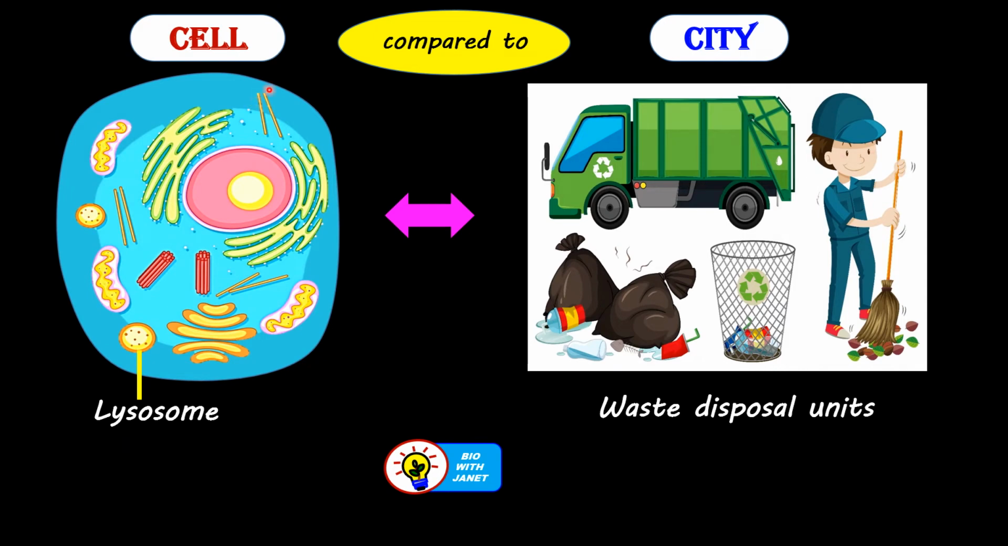So if we compare a cell to a city, the lysosomes in the cell can be likened to the waste disposal units in the city. For example, the disposal unit that collects the trash from the households, and also the workers that sweep and clean up the streets every day. So in that way, the waste products are disposed of. So that is something like the function of the lysosomes in the cell.